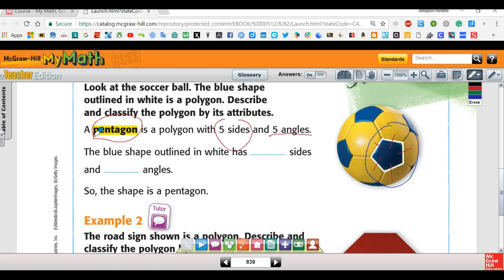A shape that has 5 sides is called a pentagon. There's actually a building in Washington, D.C. that looks like a pentagon. If you view it from the top, from up in the sky, and you look down, it actually is a form of a pentagon. They call it a pentagon. So the blue shape outlined in white has how many sides again? 5. And how many angles? 5. And they call it a pentagon. And this past week we learned that snowflakes have how many sides again? 6. And that would be a hexagon.